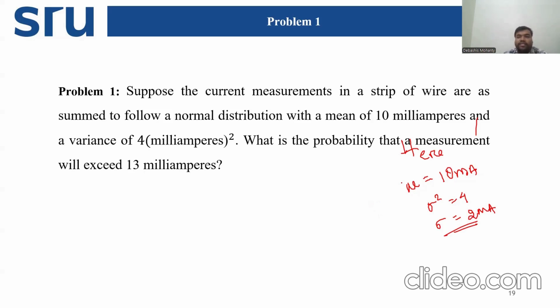So to calculate exceeding 13 milliamperes, we need the x value. We can take the x value, that is 13. Okay. Next, by taking these values, we need to calculate the z value. So z equals, we know the formula, x minus mu divided by sigma. Whenever you are getting the z value, x minus mu divided by sigma, here you will apply the x value. The x value is equal to 13, right?